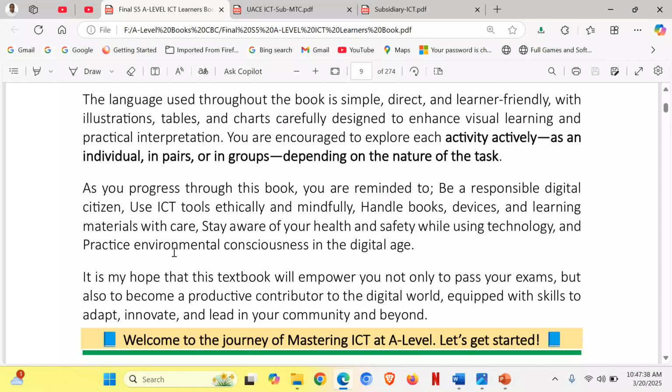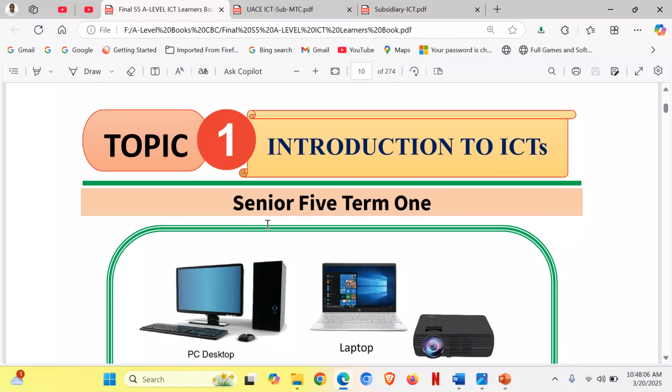It is my hope as the author that this textbook will empower you not only to pass your exams, but also to become a productive contributor to the digital world, equipped with skills to adapt, innovate, and lead in your community and beyond. Welcome to the journey of mastering ICT at A-level. Let's get started. Now, Topic 1, Introduction to ICTs, Senior 5, Term 1.